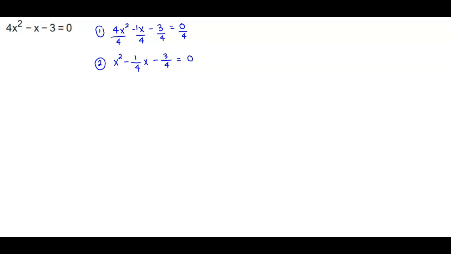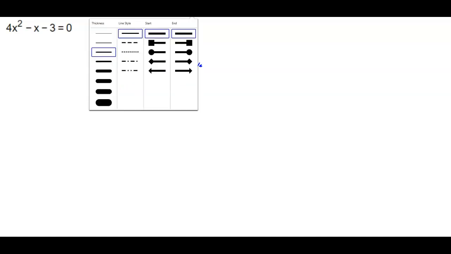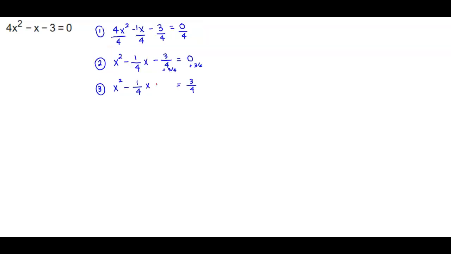Okay, now in step number 3, we want to isolate the variable terms on the left side of the equation. So we have x squared minus 1/4 x. We're going to leave a space, and then we're going to add 3/4 to both sides of the equation. So 0 plus 3/4 is going to give us 3/4. Okay, now the next step is we're going to go ahead and complete the square. So we're going to add an n to this side and then add an n to this side. Now recall that when we complete the square, we know that n is going to equal 1/2 of the value of b, and then we're going to square it.